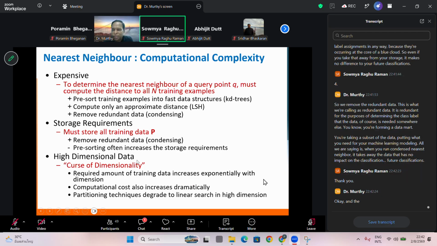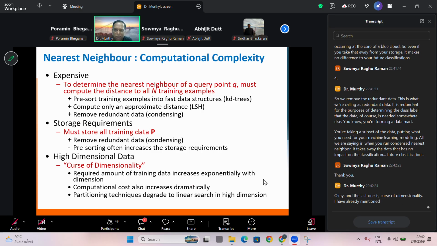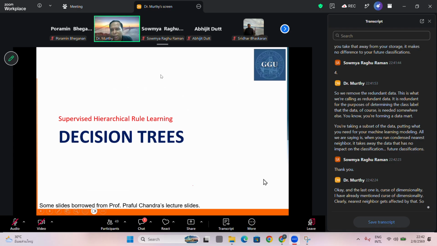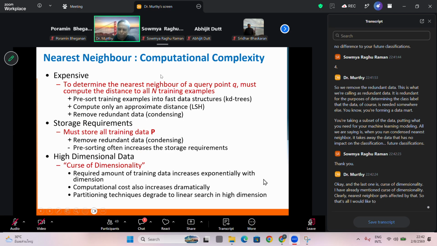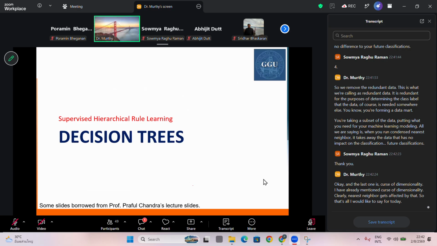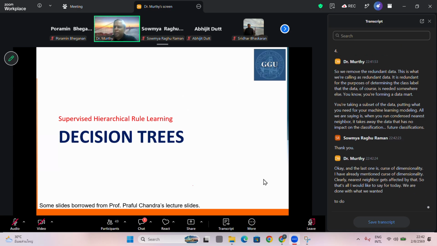And the last one is the curse of dimensionality. I have already mentioned the curse of dimensionality. Clearly, nearest neighbor gets affected by that. So that's all I would like to say for today. We are done with what we wanted to do for nearest neighbor. We'll take on decision trees in the next class.